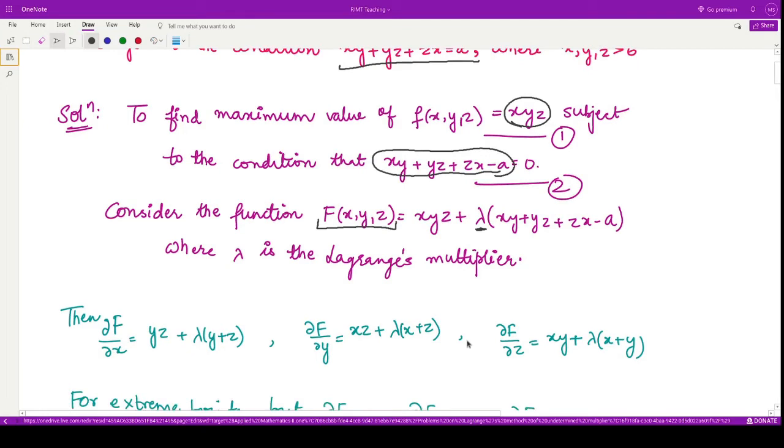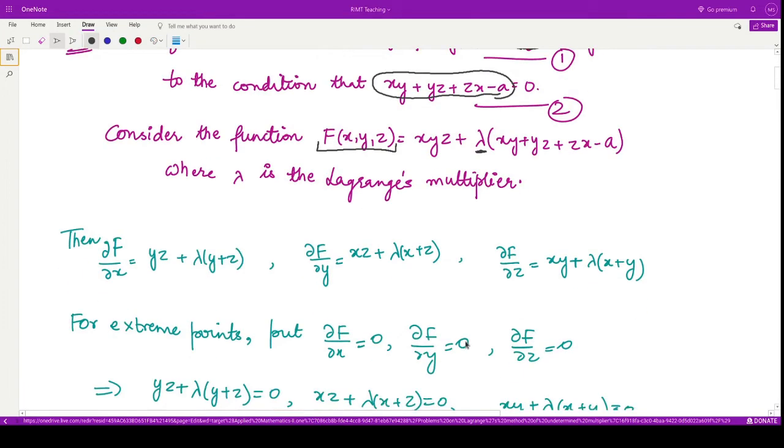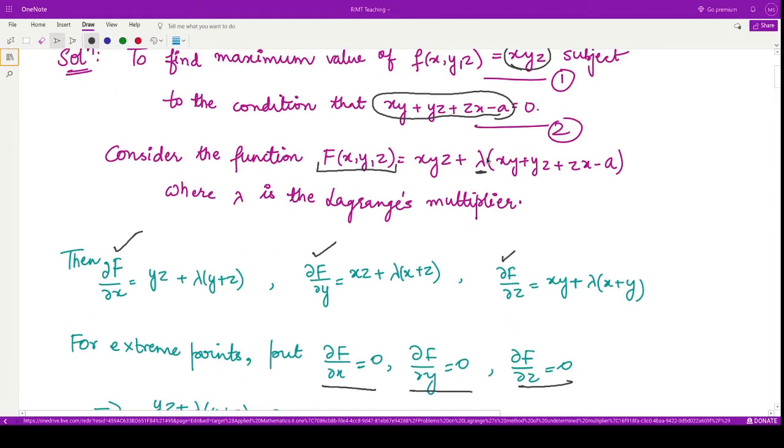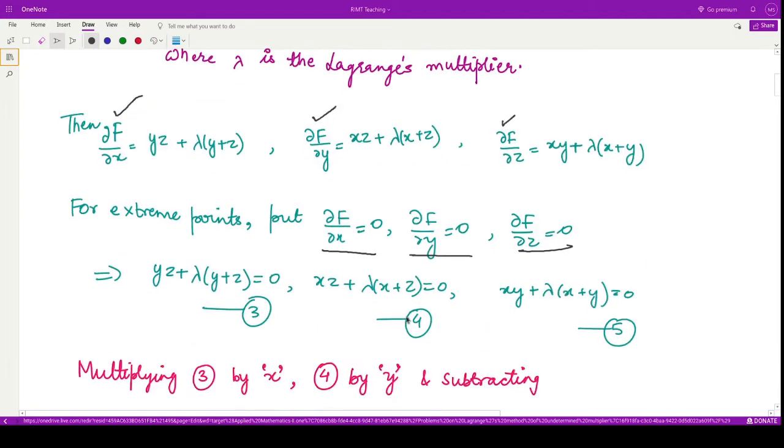So once you have this function, the next task is to compute the first derivatives with respect to x, y and z. They are yz plus lambda times y plus z when you differentiate it with respect to x. I hope this is clear to you now. How do you compute the partial derivatives? You compute the first derivative with respect to x, with respect to y and with respect to z, and then you substitute it equal to 0, so that you have these three equations, equation number 3, 4 and 5. So one equation is equation 2, another are equations 3, 4, 5.